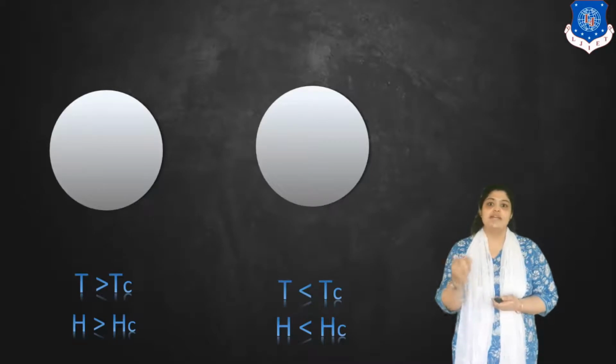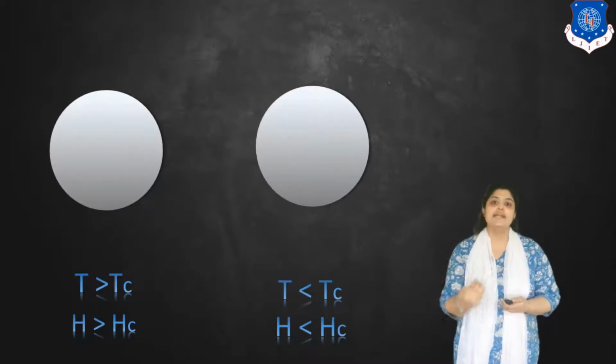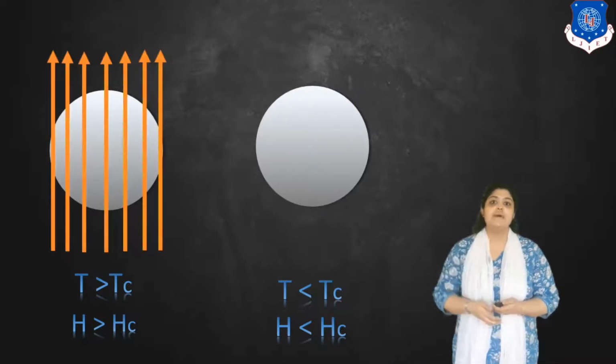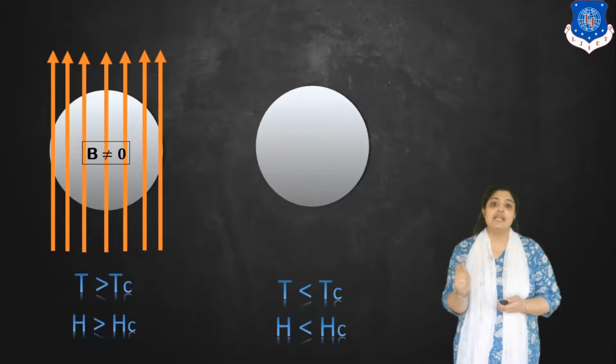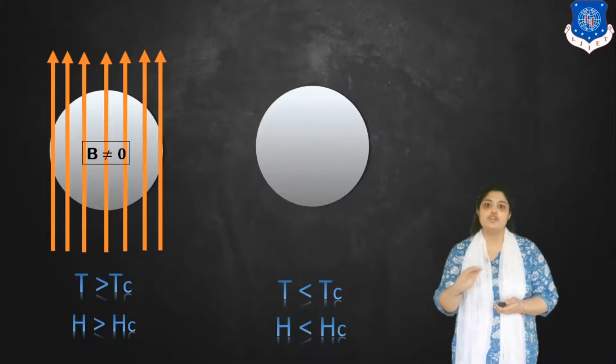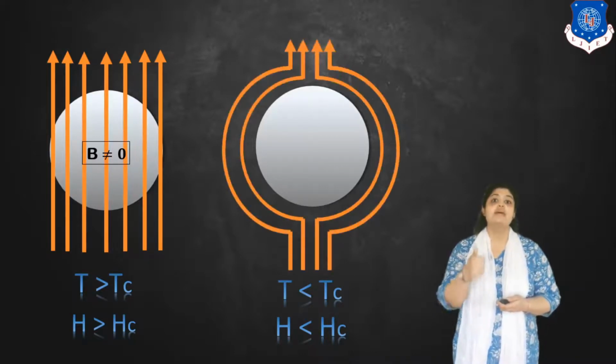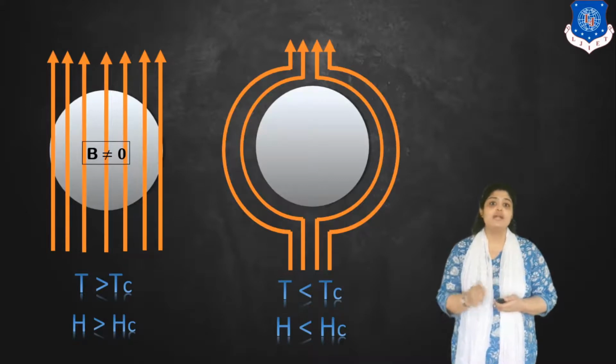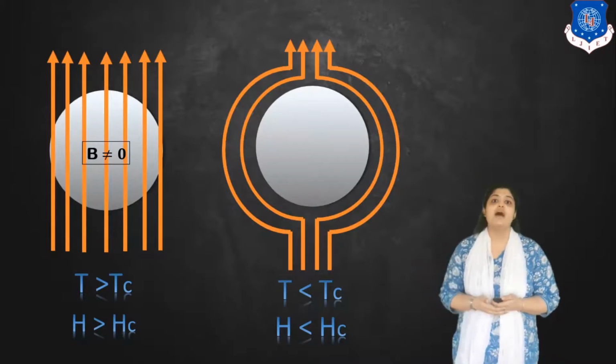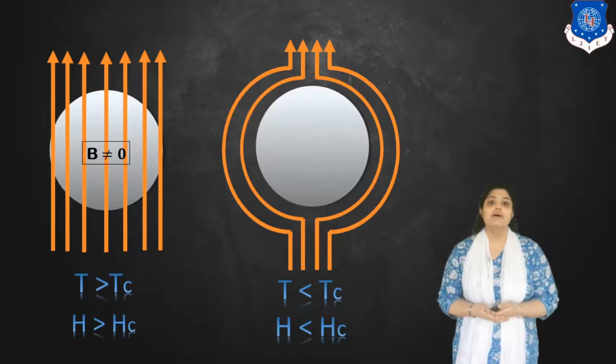The Meissner effect says that if T is greater than Tc and H is greater than Hc, that means if a metal is in normal state, the magnetic field lines will pass through it. And we say that B, that is the flux within the metal, is not zero. But when you have T less than Tc and H less than Hc, that means if your metal is in superconducting state, the magnetic field lines are not allowed to pass. Instead, they just move outward from the superconductor. And we say that the flux density within the superconductor is zero.